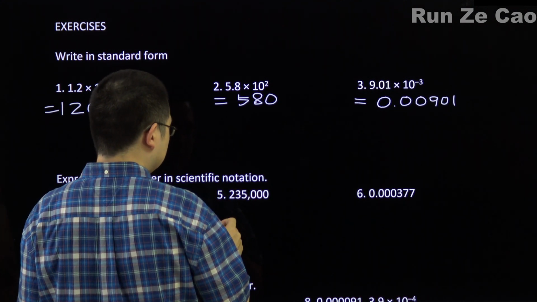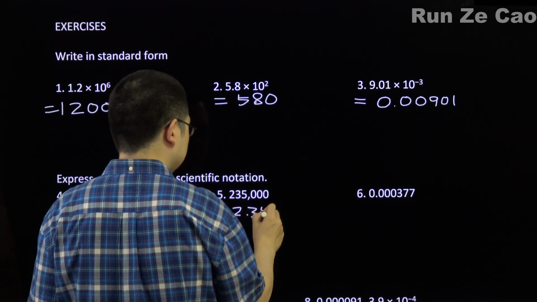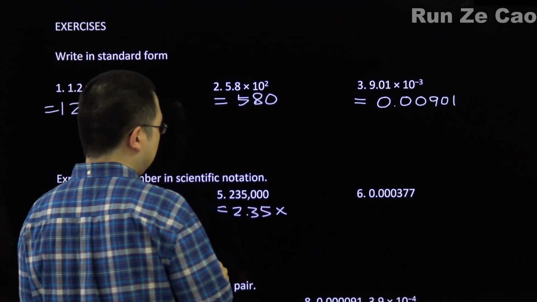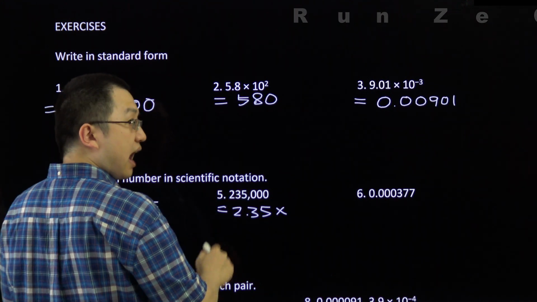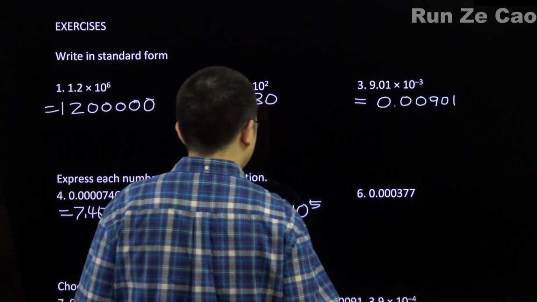235,000. We got a 2.35 in front. And then multiplied by, there are 5 digits after the 2. So 10 to the 5th to get it to the right place.